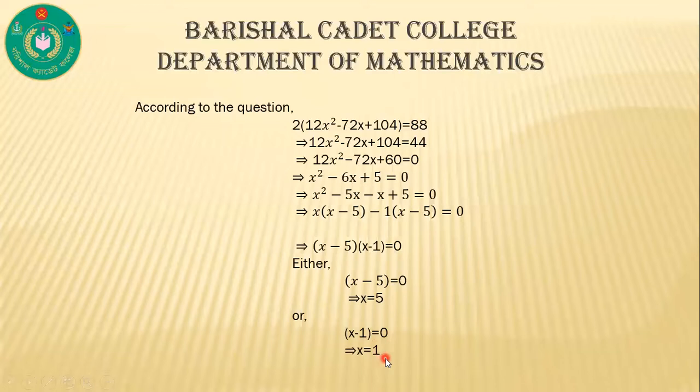But the thickness of the box cannot be greater than or equal to any of the sides. So the thickness of the box is 1 centimeter. This is the answer.